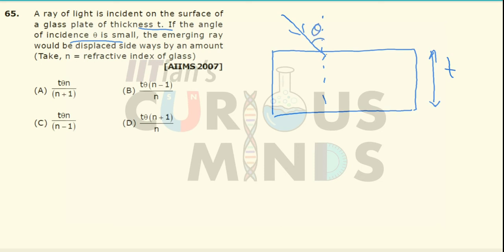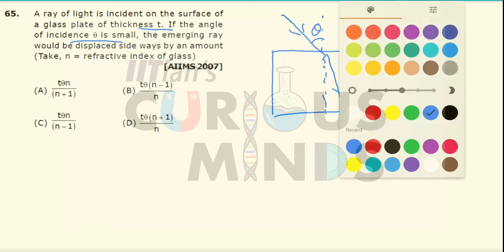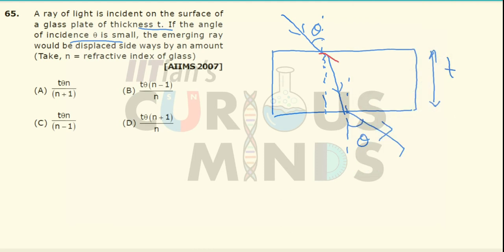So what will happen over here is this light ray will get refracted once and it will again emerge from the other side by the same angle of emergence as that of the incidence. So we have to find out by what amount it is displaced. In order to get the amount that is displaced, I will extend this line. When I extend the incident ray and the emergent ray, you will see that both of them are parallel to each other.